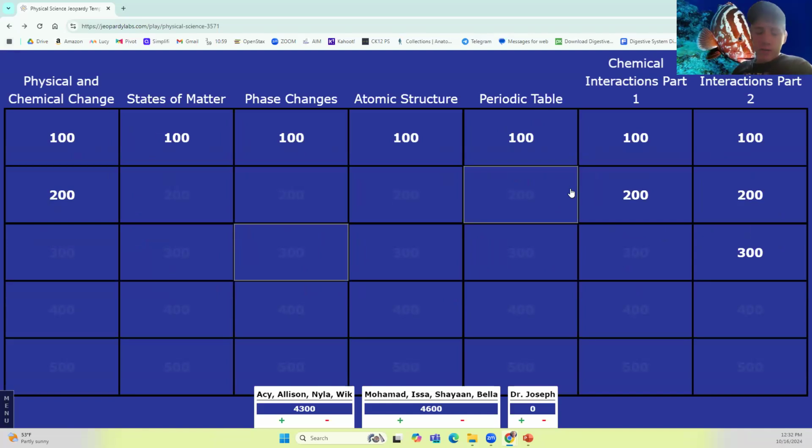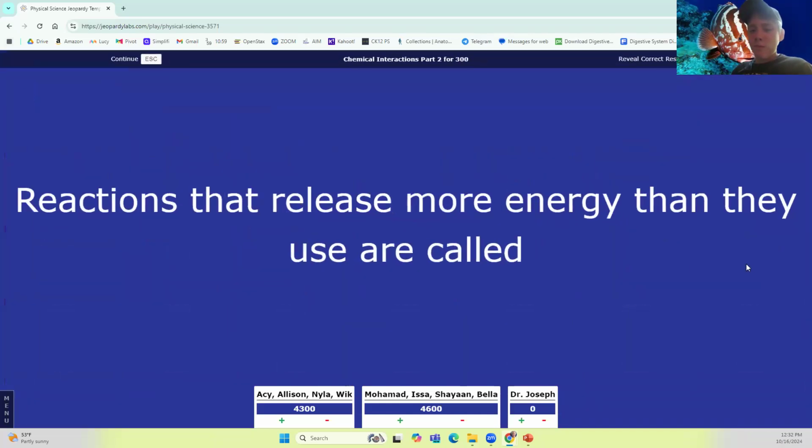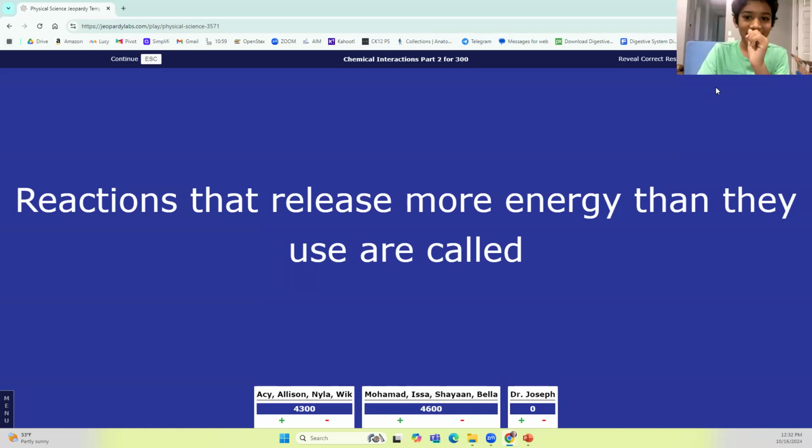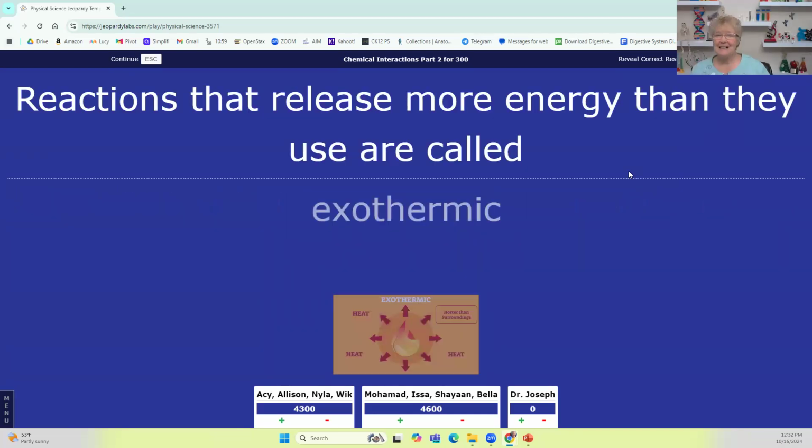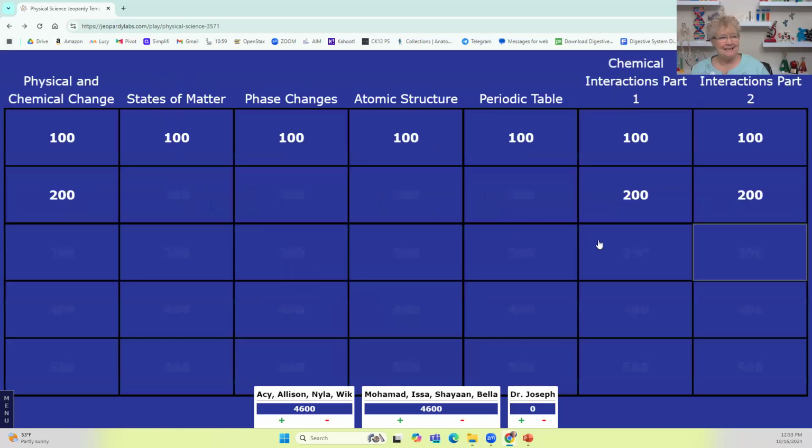Chemical interactions, part 2, 300. Reactions that release more energy than they use are called what? These are the ones we talked about last week. The ones that release more energy than they use. Wick, I think it's exothermic. You think correctly. It is exothermic. Remember, the heat is exiting. It's being released. Exothermic. All right, look at that. Tie game so far. Mohammed.